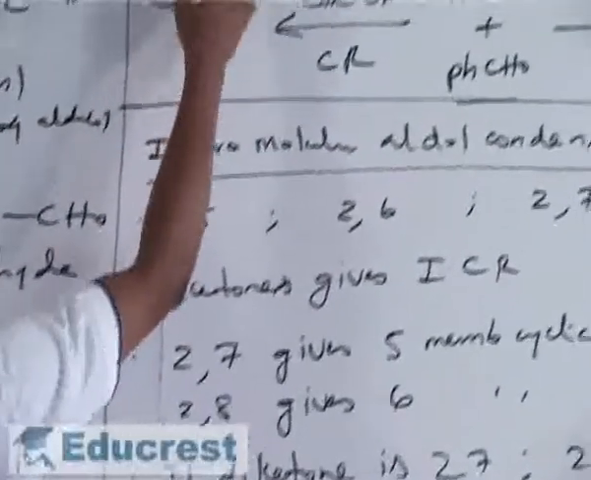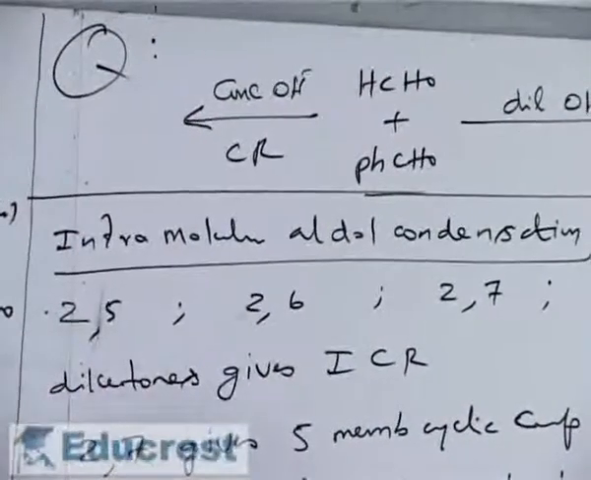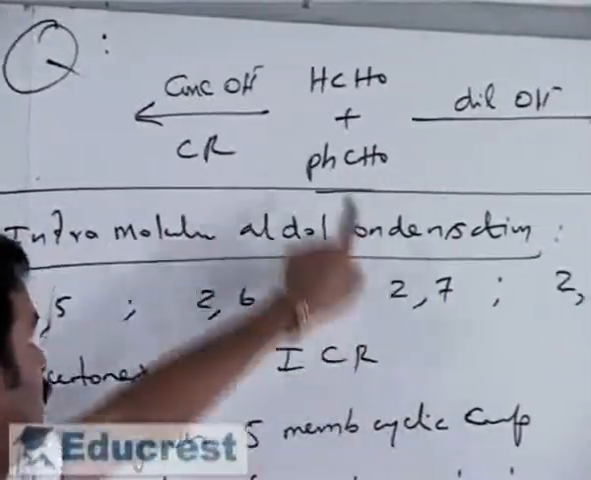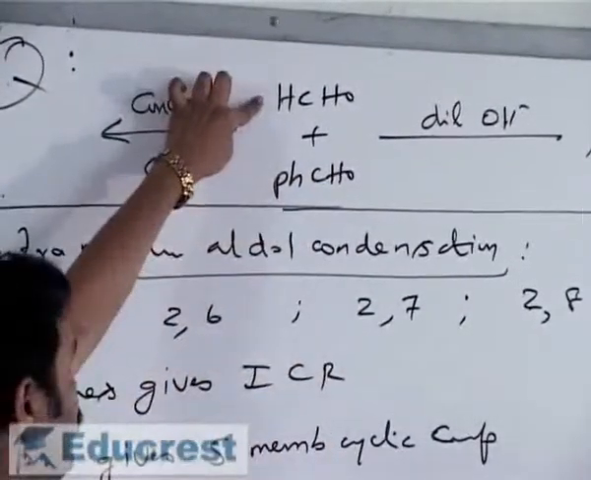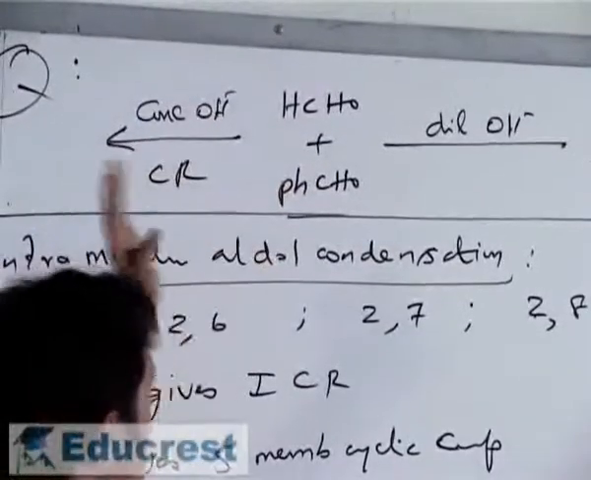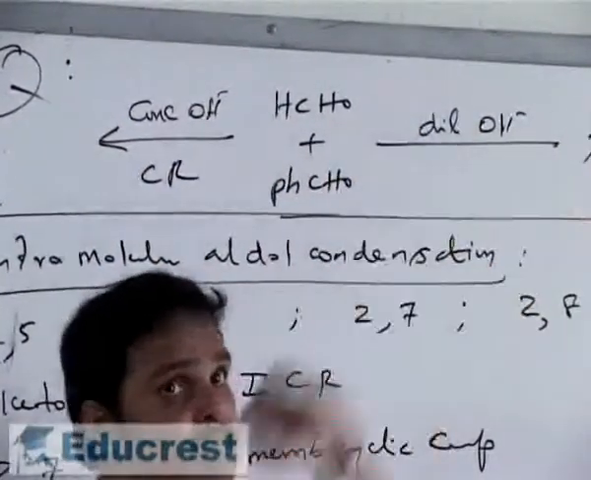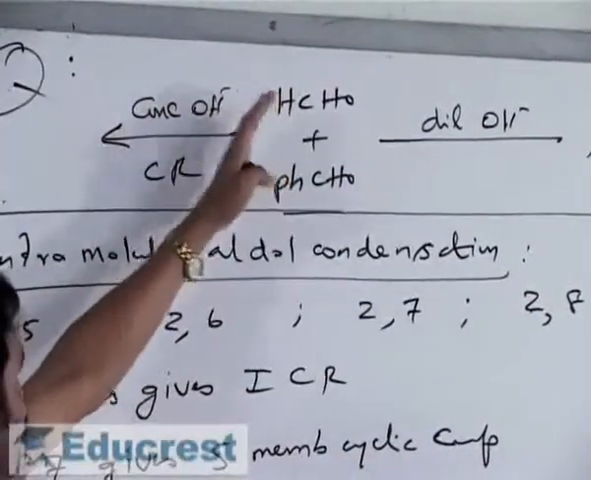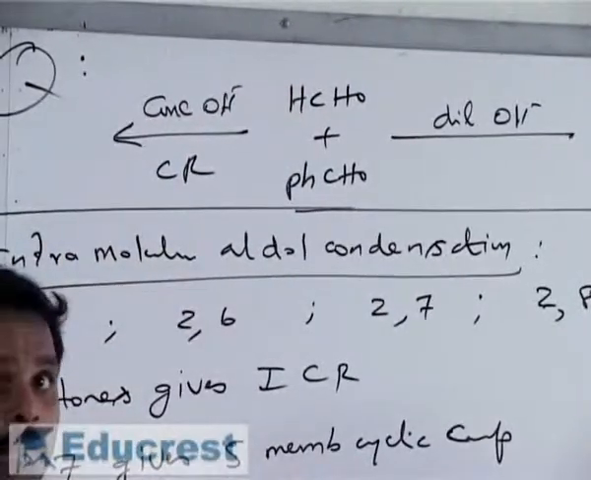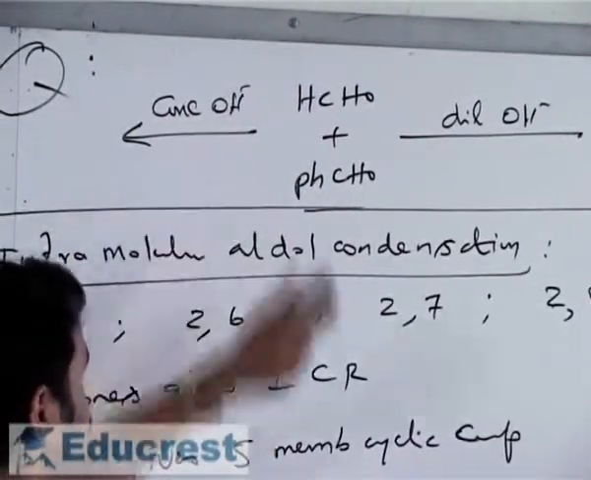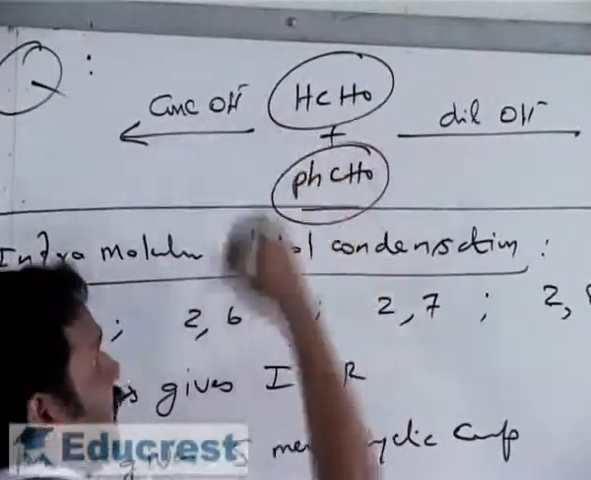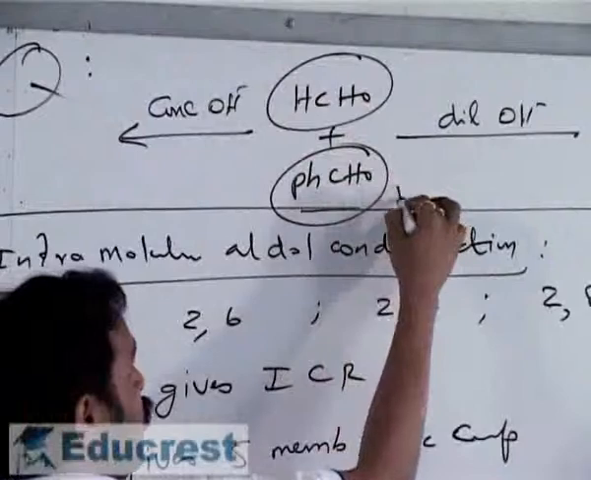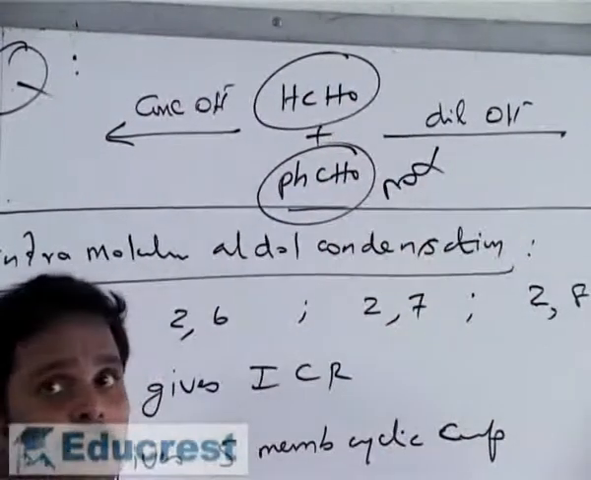Next, go through the question. This is the question. This is formaldehyde and benzaldehyde. A mixture of formaldehyde and benzaldehyde on reaction with dilute base. In the next case, on reaction with concentrated base. Known to you, both are aldehyde. This is aldehyde, this is also aldehyde. In both the cases, no alpha hydrogens.